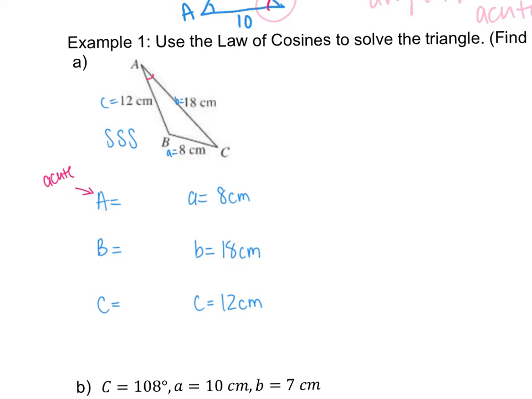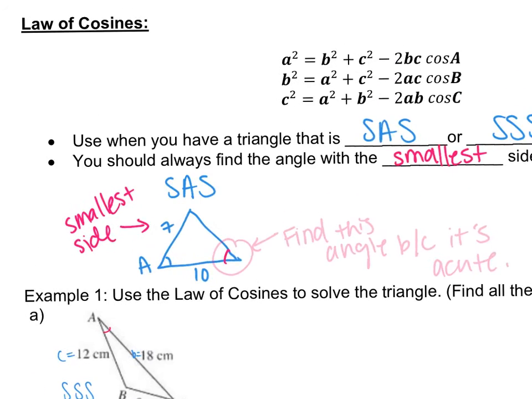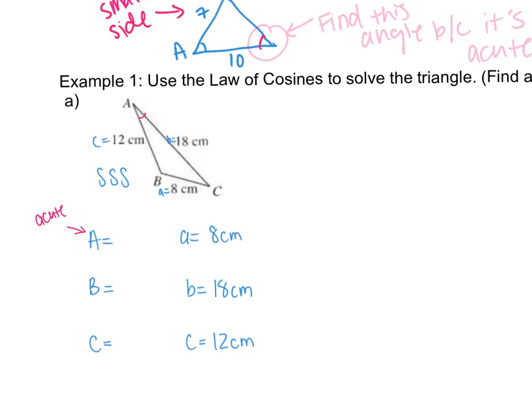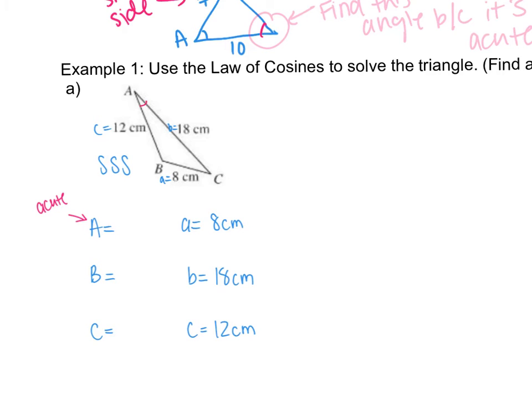I'm going to set up the equation, and this is the part where we're going to apply the new formula. So if you look above, if I want to find angle A, which one of these equations has a big A or an angle A? Well, it's the first equation. So the first equation has angle A, so I'm going to copy and paste that down below so we can see it together. So that's going to be A squared equals B squared plus C squared minus 2BC.